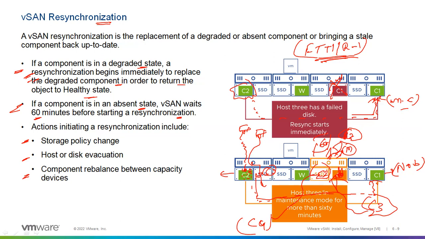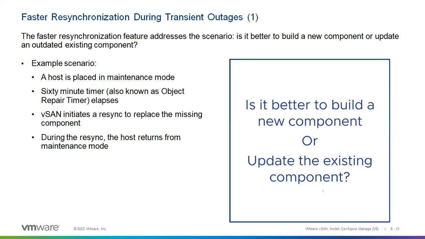So sometimes, whenever any host comes out of maintenance mode, or you change some disk policy or storage policy, you will see within the datastore that some resynchronization is happening. You can see resynchronization as part of your Skyline health. From there you can check.